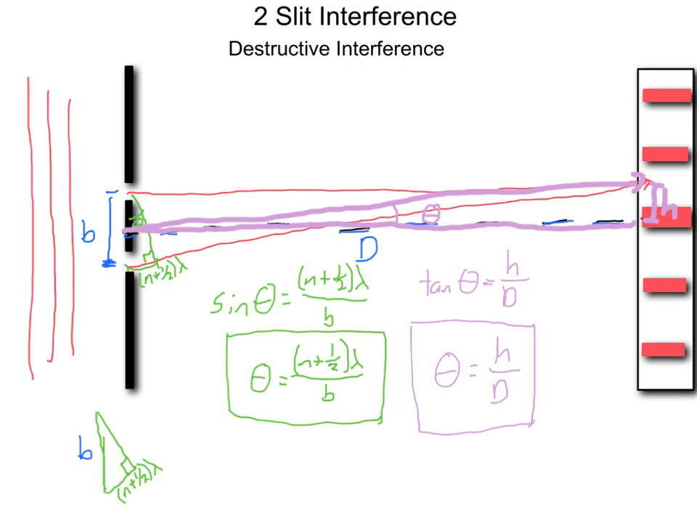If I know b, then I can solve for my wavelength at that point in time, measuring h up to, let's say, the first order minima. I should also mention that if you knew the wavelength of light and you were trying to calculate the distance between the slits, you could do that easily, measuring h and d and then working backwards to solve for b.